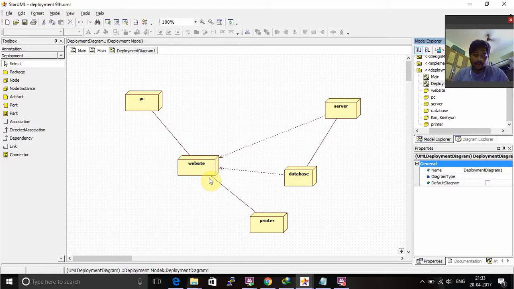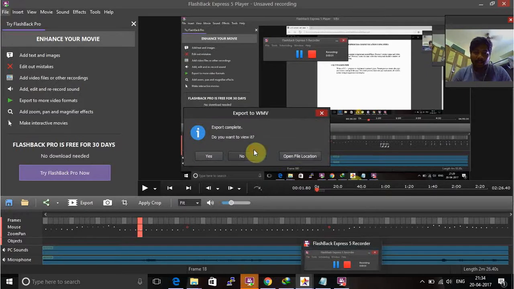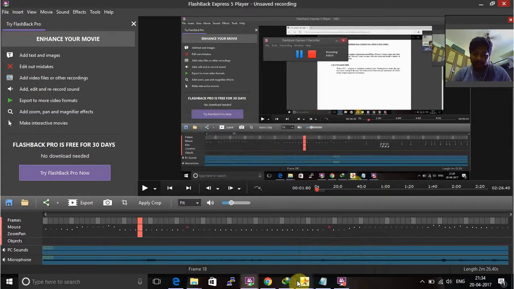The name deployment itself describes the purpose of the diagram, and deployment diagrams are used for describing the hardware components where software components are deployed. Component diagrams and deployment diagrams are closely related. Component diagrams are used to describe the components, and deployment diagrams are used to deploy them in hardware.